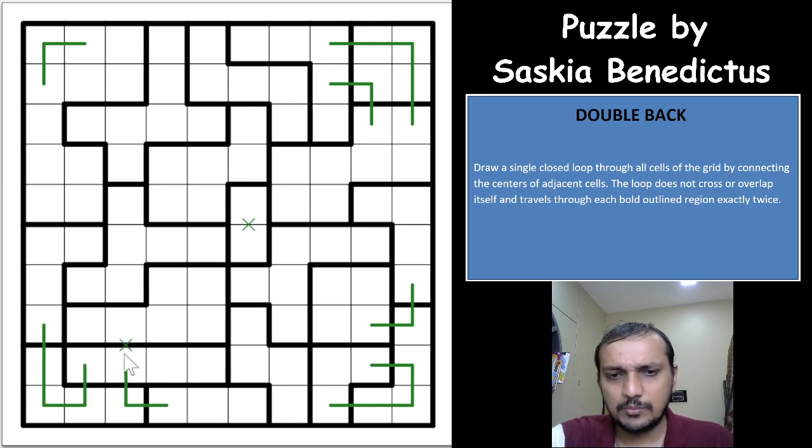So which means you can mark a cross here. Either the loop will have to go towards the right or it would have to go towards the left, and in both the cases this would have to be a loop segment here, because if it is not, then again the loop will pass through this region thrice. So this is there.